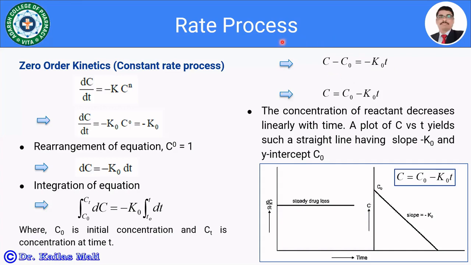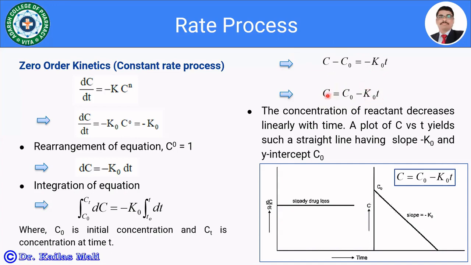Now rearrange this equation so that we will get the equation for C, that is the concentration of the reactant at a time t. That is C is equal to C0 minus K0 t. Whereas K0 is the zero order rate constant, C0 is the initial concentration and C is the concentration at a time t.